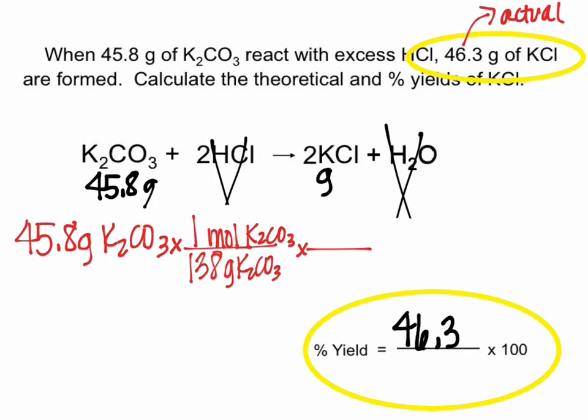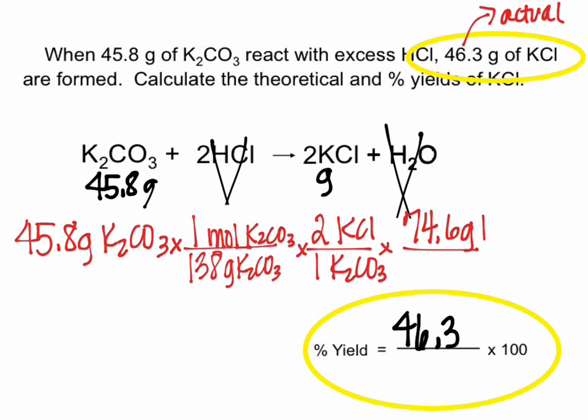Now, what's our next step? Mole ratio. And it's always unknown over the known. And our final step, molar mass. So K is 39.1, chlorine is 35.5, 74.6, and that is for 1 mole. Now, solve that for me.